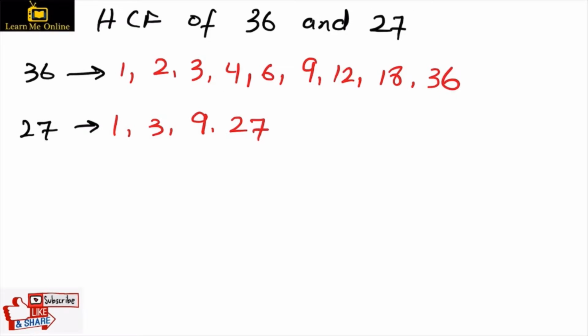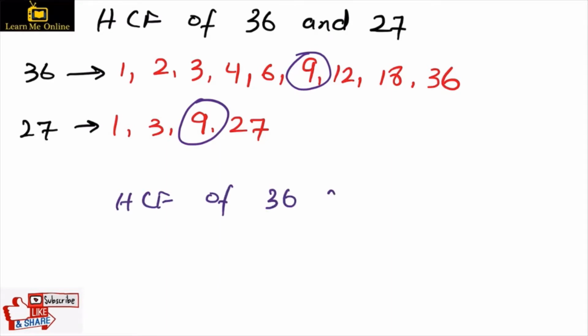We're going to see what is the highest common number in the lists of 36 and 27. We see that 9 is the highest common number. So we write down that the highest common factor of 36 and 27 is 9. Here we're going to look at the last example, to find out the highest common factor between three numbers: the highest common factor of 24, 36 and 60.